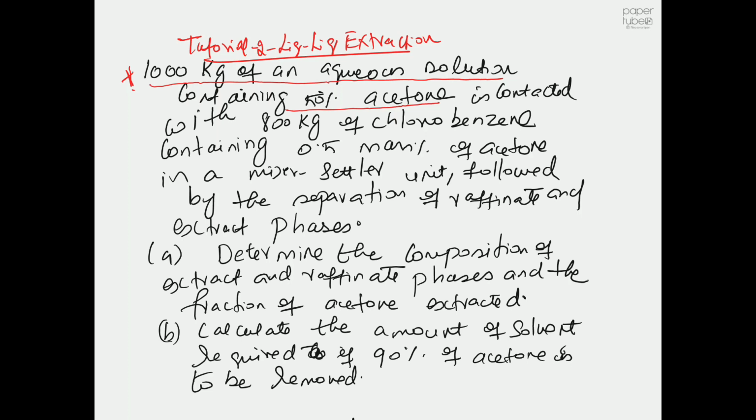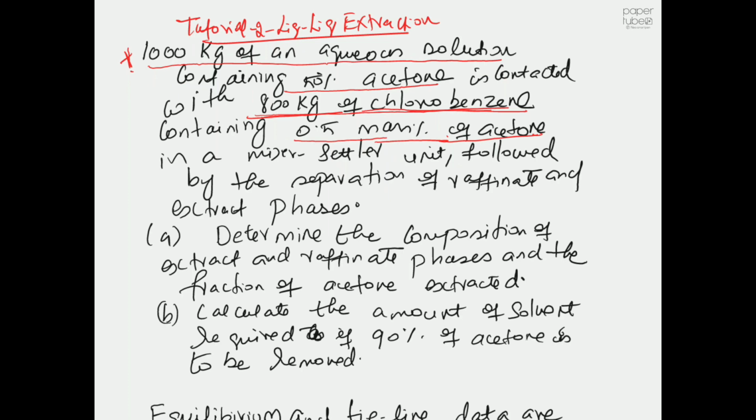So our feed solution weighs 1000 kg, and out of the 1000 kg, 50% is our solute, which we need to separate from water by using chlorobenzene as our solvent. So we are going to use 800 kg of chlorobenzene, and this chlorobenzene is not 100% pure. It contains a bit of acetone, which is your solute. So you are using almost a pure solvent, but it has some trace amount of acetone. We have 0.5% of acetone in this 800 kg of chlorobenzene.